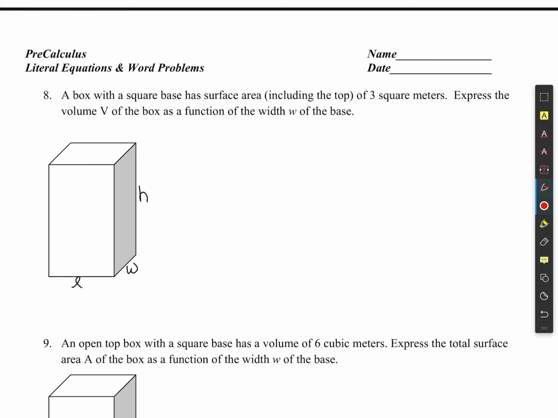What do we got on this back page? Surface area. Alright, a box with a square base has surface area of 3 square meters. Express the volume of a box as a function of width. Alright, so in this situation, this box has a top, square base. That is also width. So surface area equals 2 times w squared plus height times 4w.